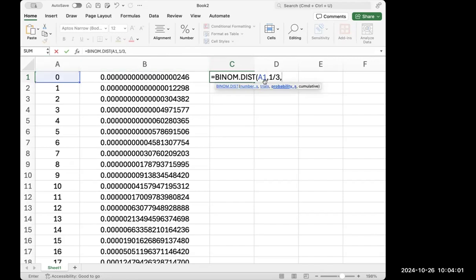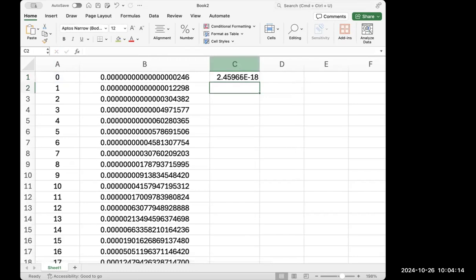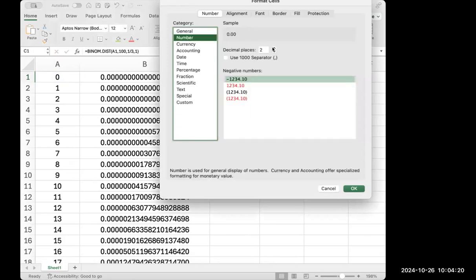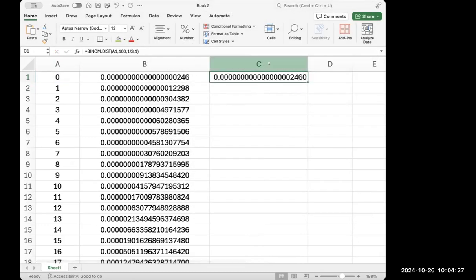I forgot to put trials of 100. Trials of 100. Thank you, Christina. And then 1. Okay, so the numbers are going to look similar. I'm going to change the formatting so I can see this. I'm going to tell it I want a bunch of decimals because otherwise it just does what it wants. All right. And then copying it down, it's going to add these together for the next one.